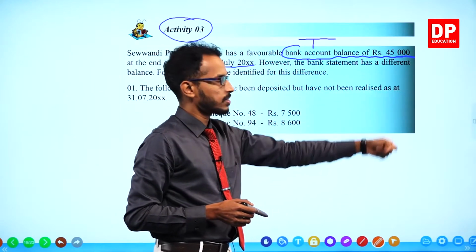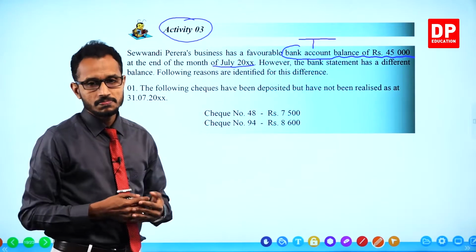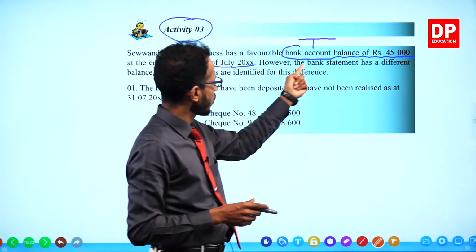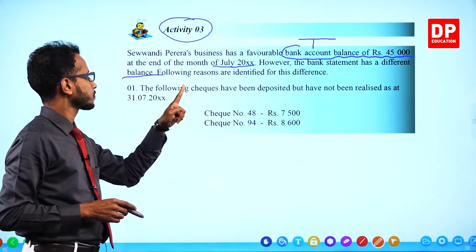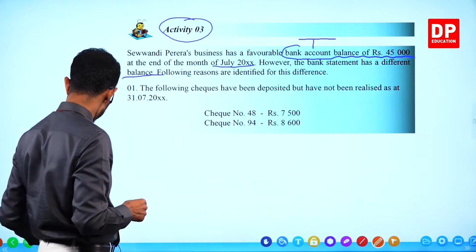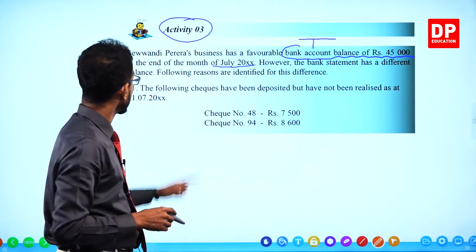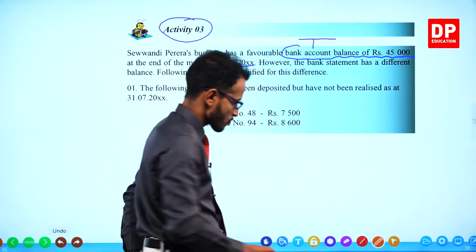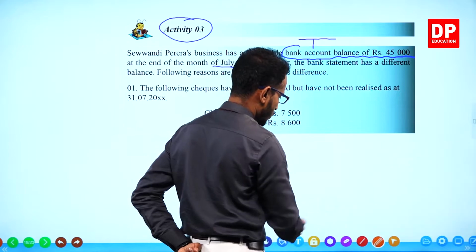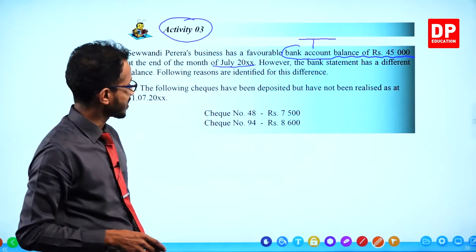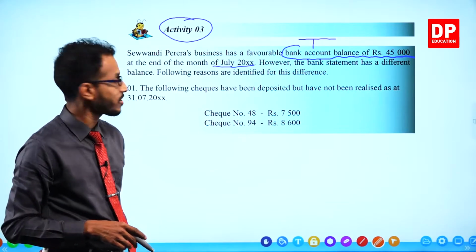However, the bank statement has a different balance. That is the problem. The following reasons are identified for this difference. We have some reasons here. Let's check out the reasons.